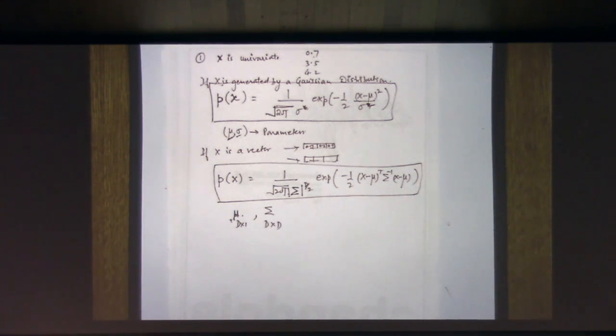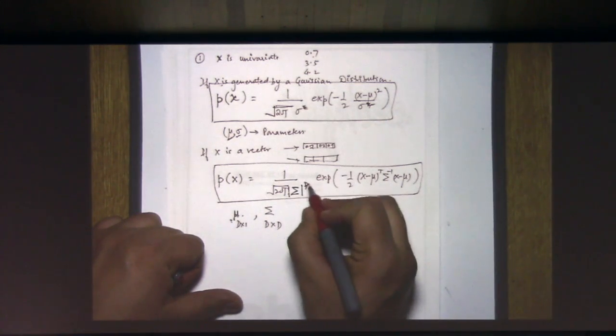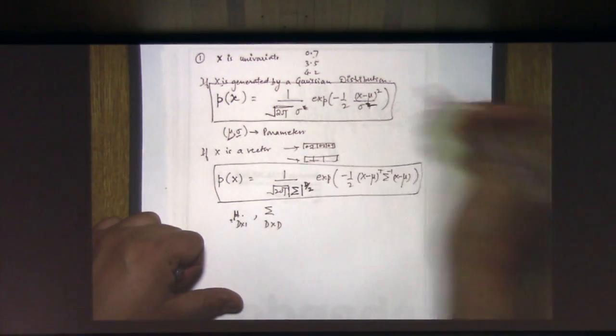Any questions so far? What is written just after raised to d by 2? So I assume that you remember your matrix calculus and matrix algebra classes. This is the determinant of this matrix, right? Raised to power d by 2.